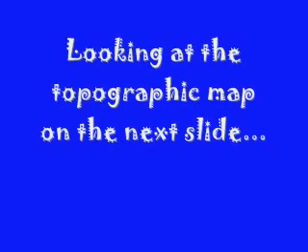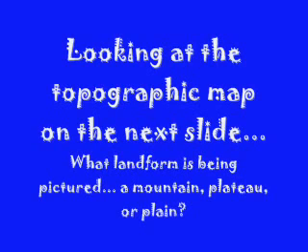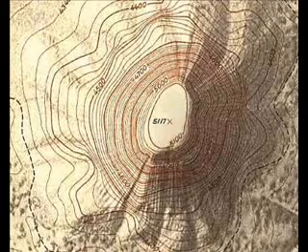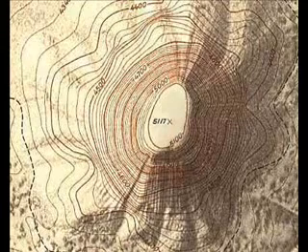Take a look at the topographic map on the next slide here in just a moment. I want you to think about the three types of landforms we discussed in class: plateaus, mountains, and plains. Look at the topographic map and see if you can tell, is this a mountain, a plateau, or a plain? So, what do you think this is? A mountain, a plain, or a plateau? If you guess plateau, you are absolutely correct.